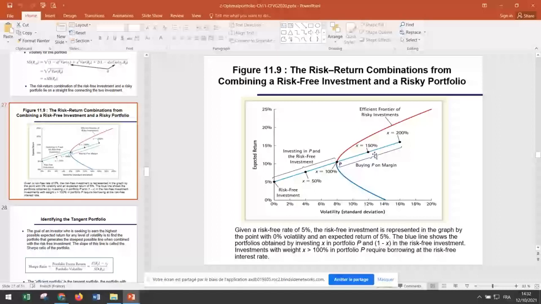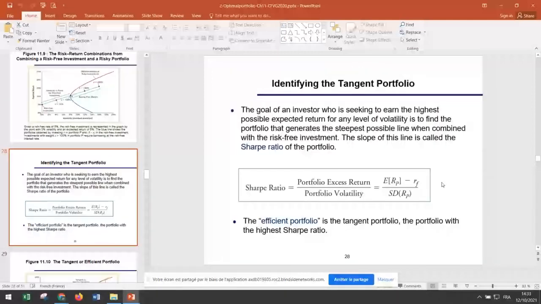Okay, the goal is for an investor to seek the highest possible expected return for any level of volatility. To find this portfolio, we look for the steepest possible line when combined with the risk-free investment. The slope of this line is called the Sharpe ratio. You can see here, if the line goes up, steeper, it has a higher slope, and that is better, isn't it?